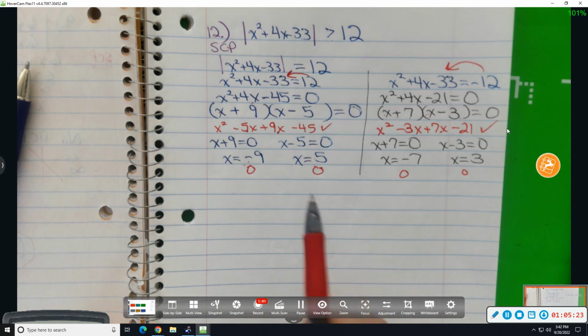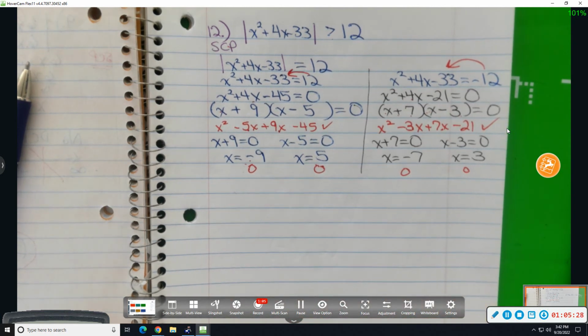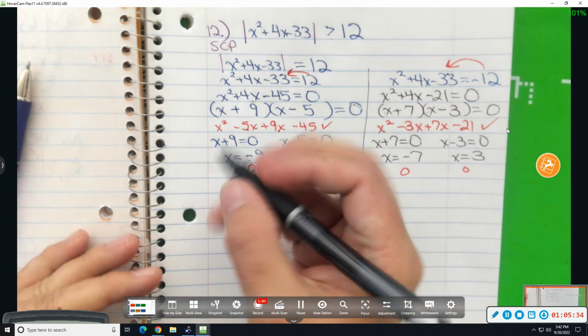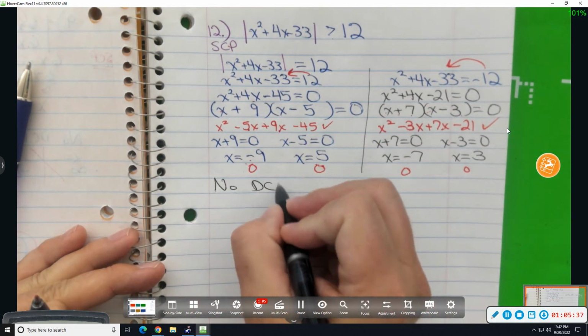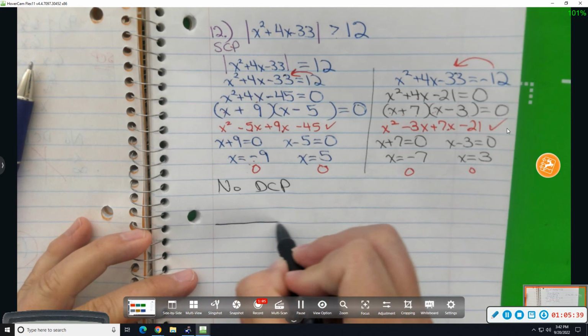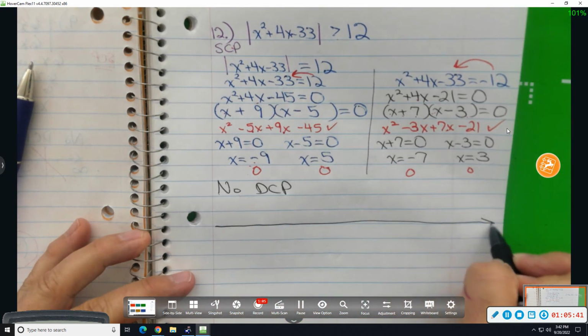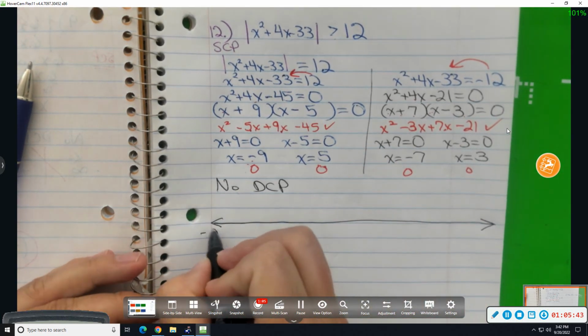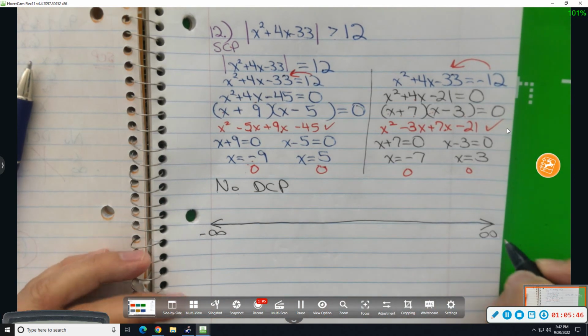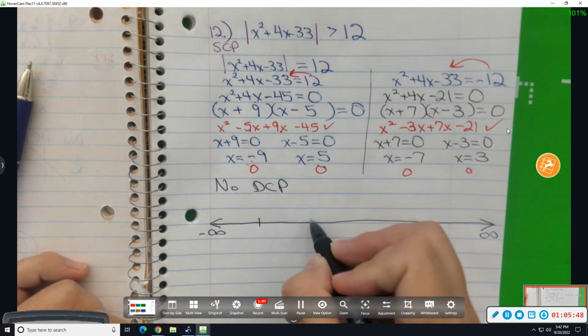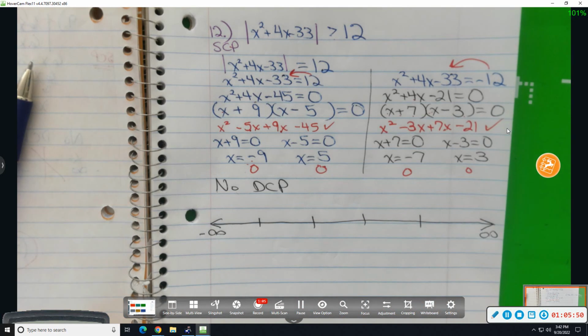So we have open circles on the four solution cut points. What did y'all say about denominator cut points? There's no denominator, so no denominator cut points. I'll just make a note of that. Now I'm drawing my number line. There's negative infinity, there's positive infinity, and we have 1, 2, 3, 4. The first will be negative 9, then negative 7, and 3, and 5.